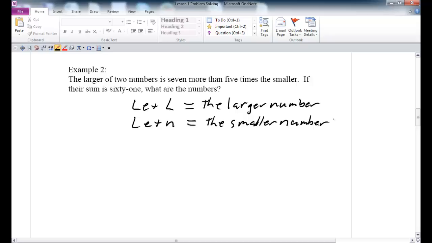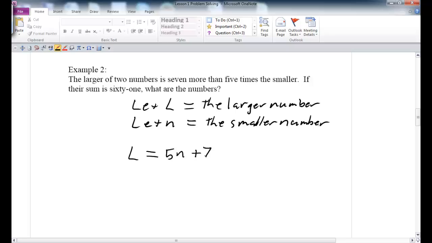All right, now we can read through it, and we actually have two relationships in this one. So the larger of two numbers is 7 more than 5 times the smaller. Okay, so what we have is there again. The larger of two numbers, we said the larger was L, is, there's our equals, 7 more than 5 times the smaller. So I would put 5n plus 7.